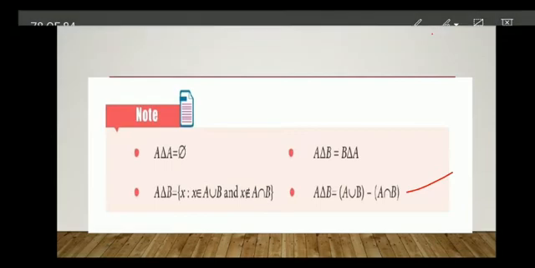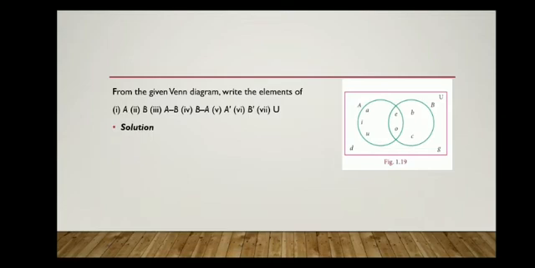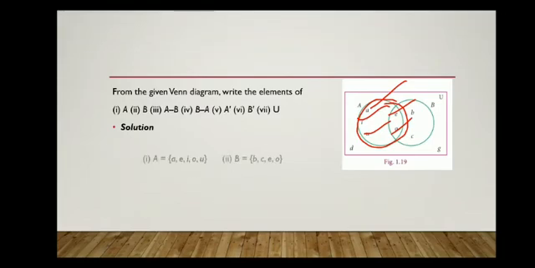Now we'll see some examples. From the Venn diagram, write the elements of A, B, A difference B, B difference A, A complement, B complement, U. So here they have given a Venn diagram, and in that Venn diagram they have mentioned elements. Okay, so from this Venn diagram we have to write the elements of these things. First, see A. What are all the elements of A? A, I, U. This is also a portion of A, right? So E, O. A, E, I, O, U. These are all the elements of A.